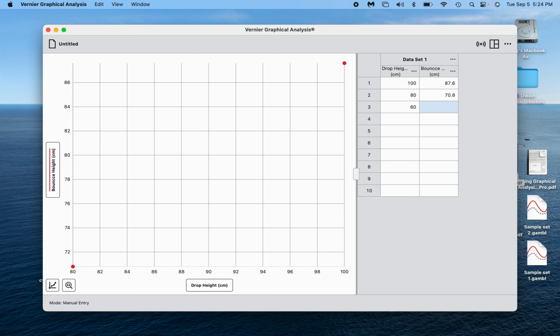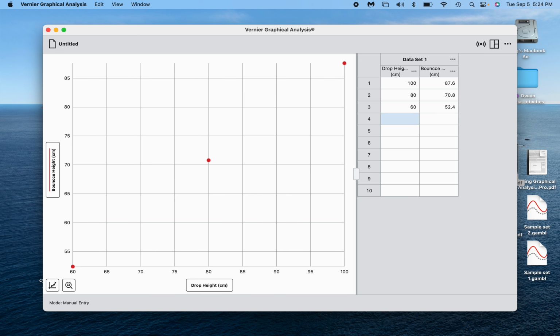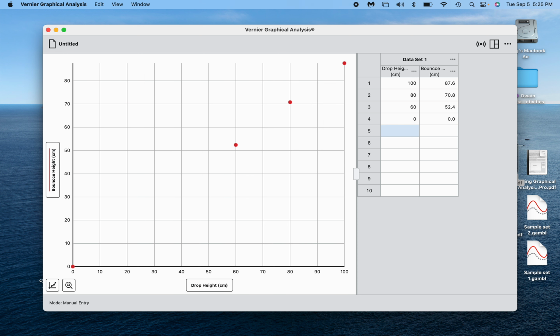Now, notice I don't have to put it in order. So if I actually do something wrong here, or do it differently than the sheet, and I put 0, 0 in, okay, doesn't matter. It'll automatically graph it. That's what's so nice about this.